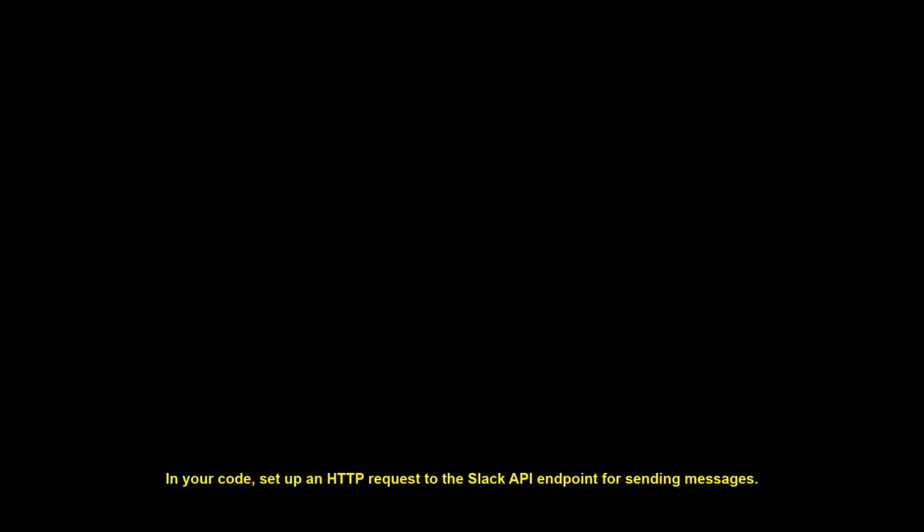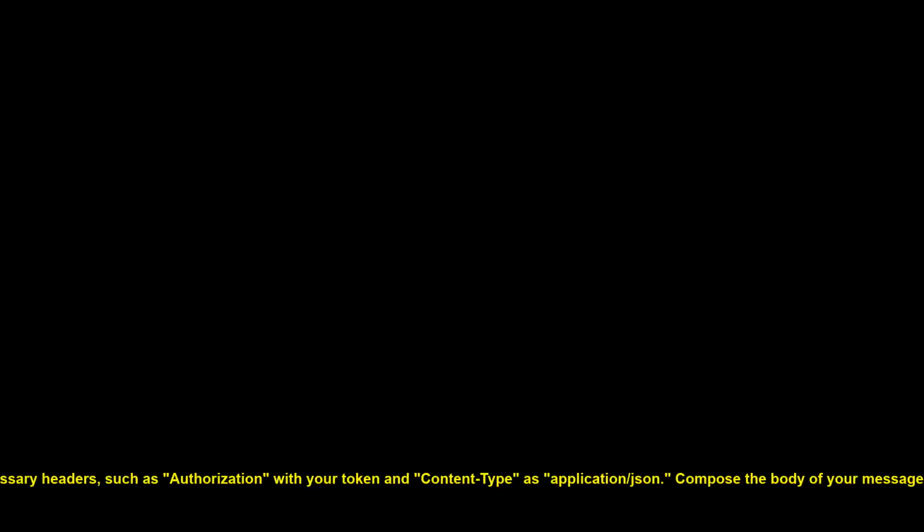In your code, set up an HTTP request to the Slack API endpoint for sending messages. Include the necessary headers, such as authorization with your token and content type as application/JSON. Compose the body, specifying the channel and message text.